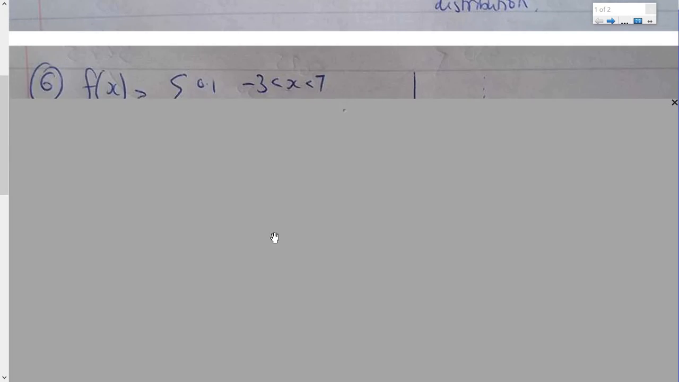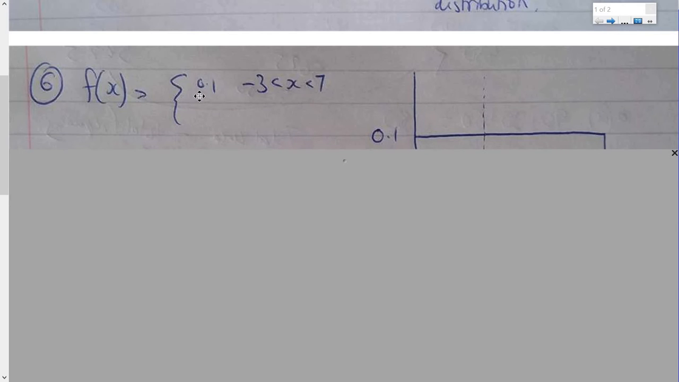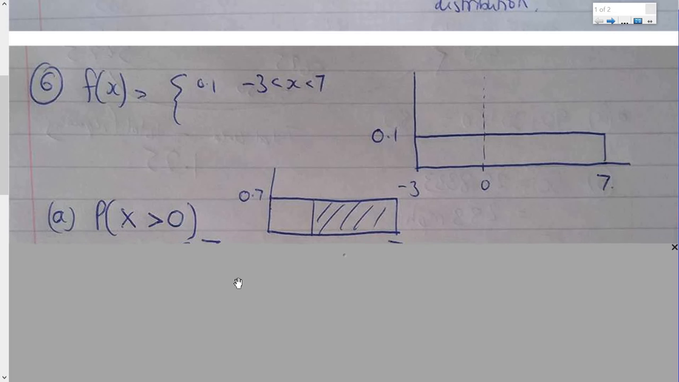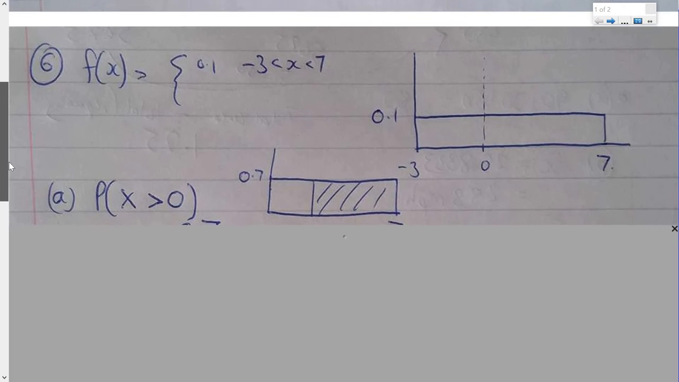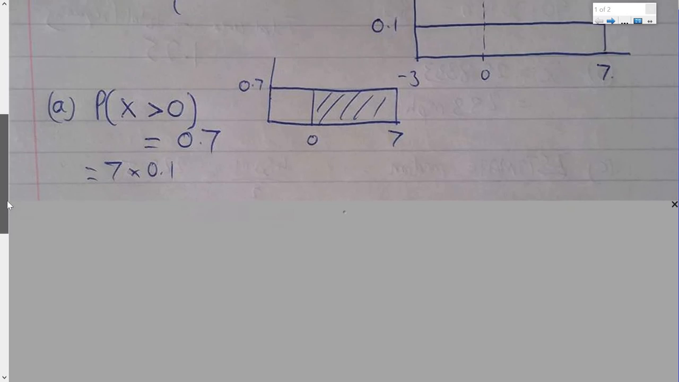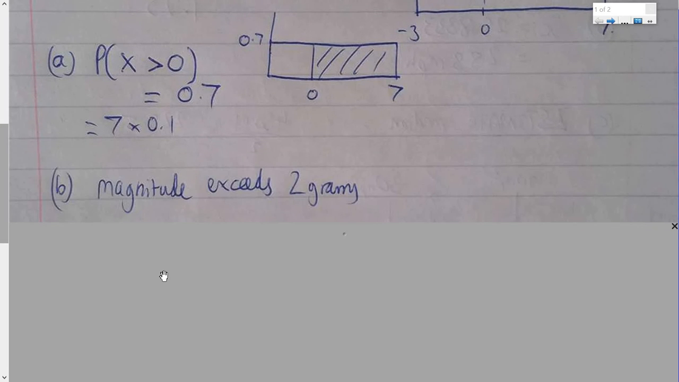Question 6, we've been given this distribution, 0.1 between -3 and 7. So I've drawn my rectangle for the rectangular distribution, going from -3 to 7. I've just put my 0 marker on there. And the height 0.1. So part A is asking what is the probability of being positive, so greater than 0. Well, it can go from 0 all the way up to 7. That gives me a length of the rectangle of 7 and a height of 0.1. Total value 7 times 0.1, 0.7.